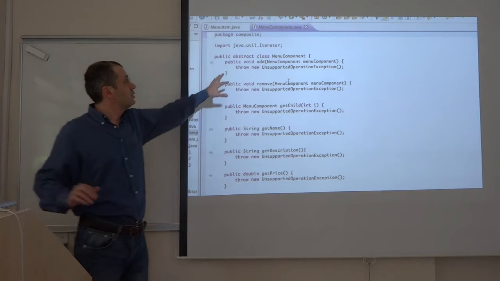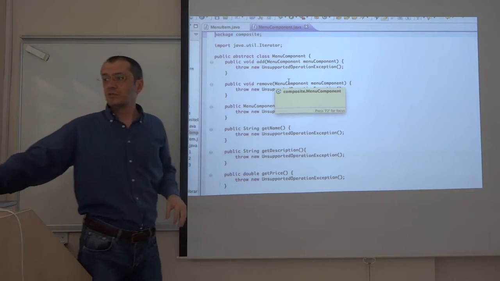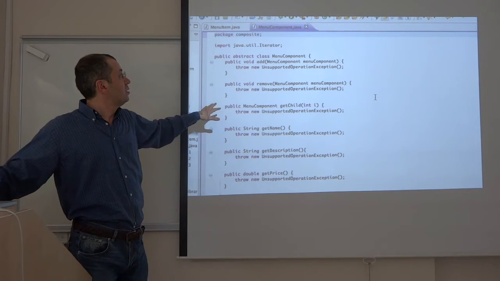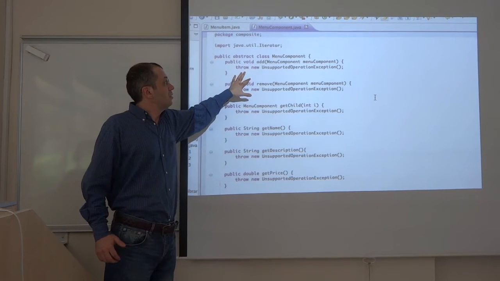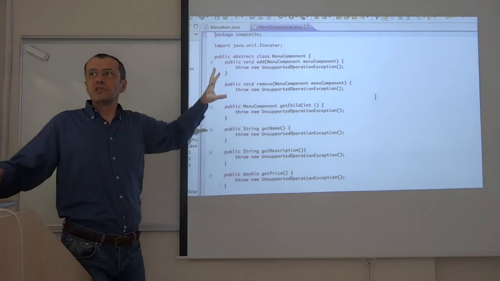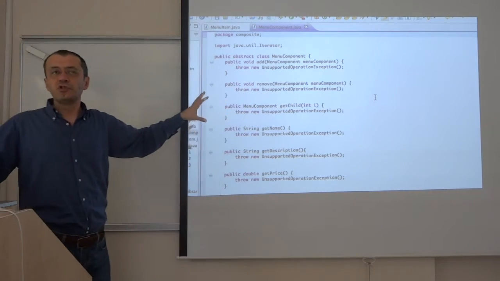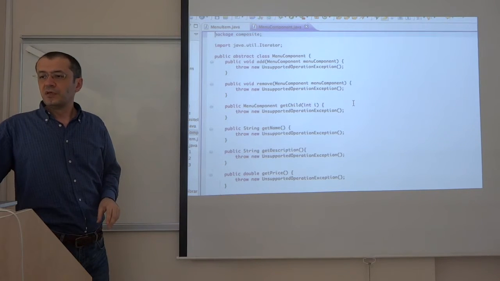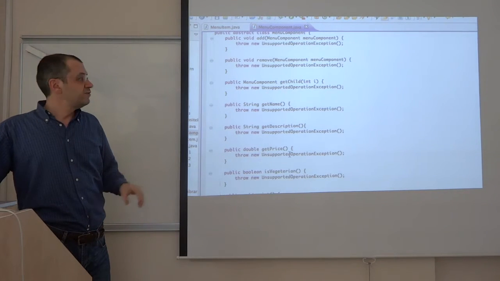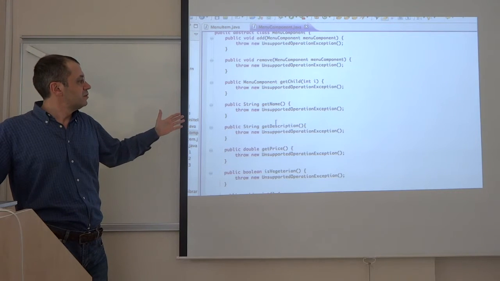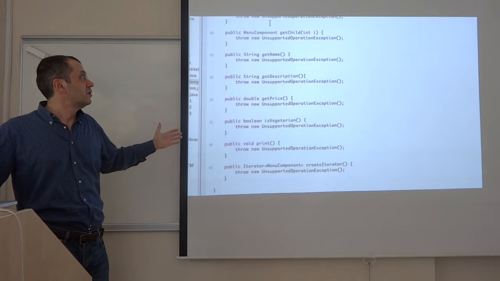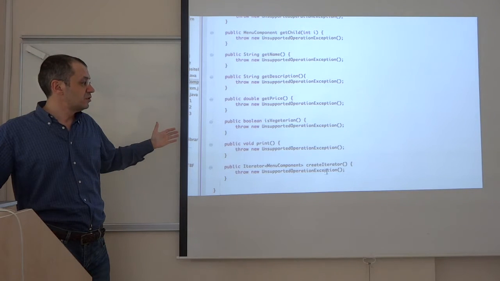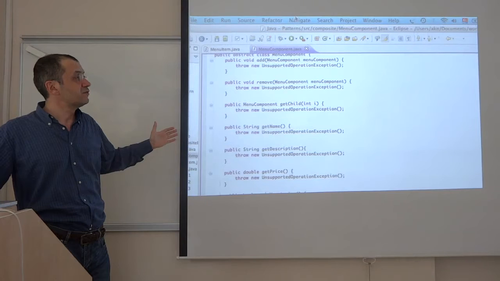So menu component is an abstract class for all the functions in it. There are some methods in it. For all of them, it is throwing an unsupported operation exception. So you cannot use it directly. You're not supposed to be using menu component directly. And I have several things like get description, get price, is it vegetarian, that type of thing. And lastly, I have an iterator, a menu component iterator that is coming out of it.